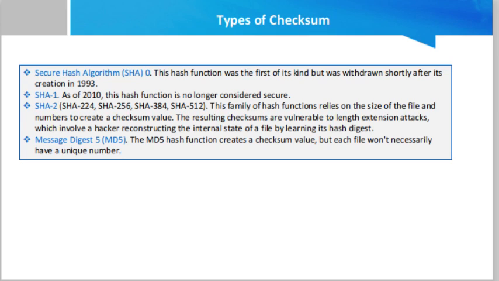Then message digest 5, MD5. The MD5 hash function creates a checksum value, but each file wouldn't necessarily have a unique number, so it's open to vulnerabilities if a hacker swaps out a file with the same checksum value.